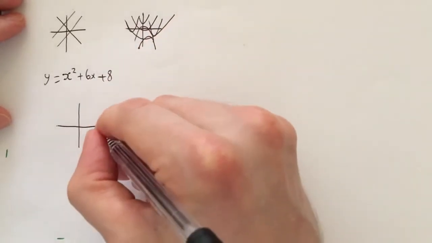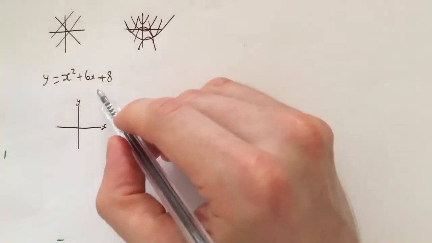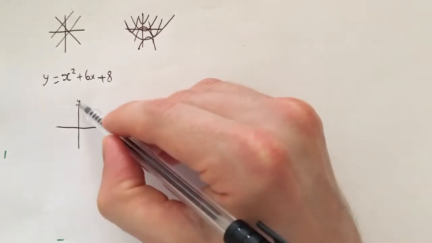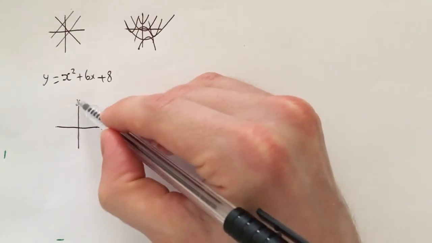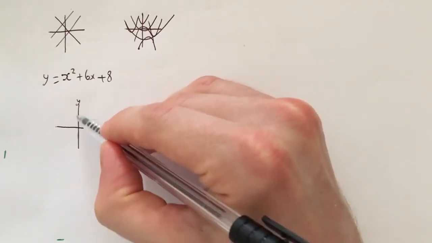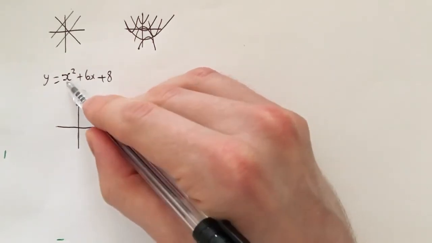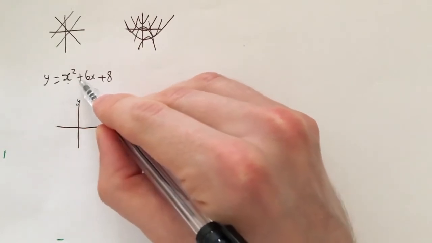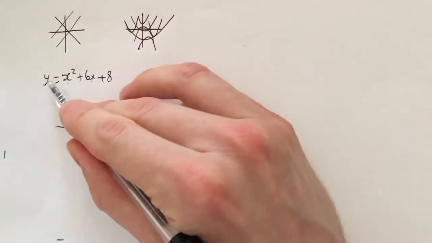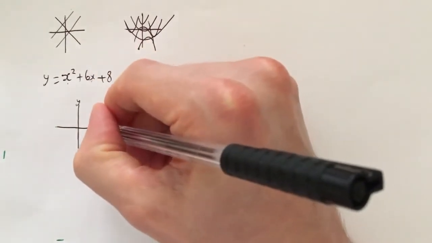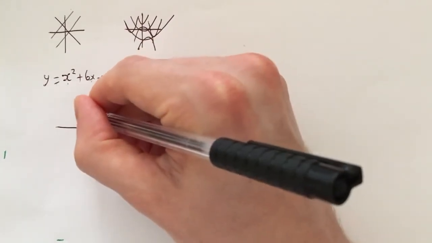Firstly, that's the x axis, that's the y axis. How do I find out where it goes through the y-axis? Well, it goes through the y-axis when x equals 0. So when x equals 0, 0 squared is 0, plus 6 times 0 is 0. So 0 plus 0 plus 8, y would equal 8. Therefore, when x is 0, y is 8. So that means the graph is going to go through there.